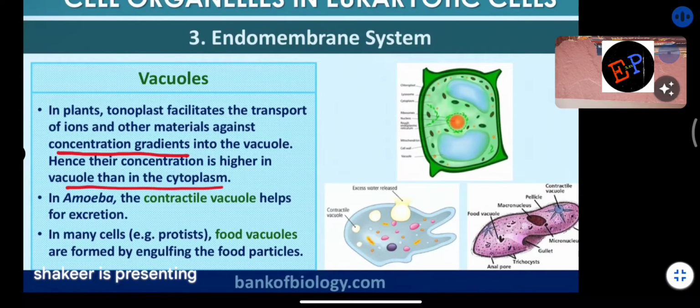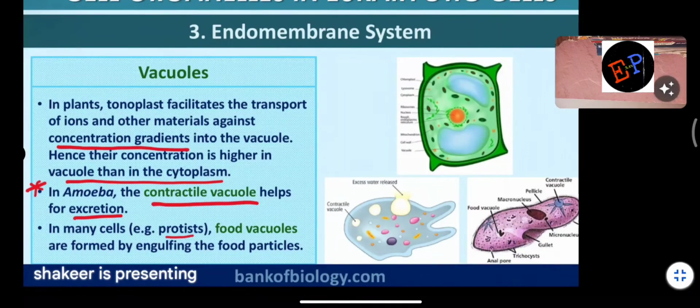In amoeba, the contractile vacuole helps in excretion. In amoeba, what kind of vacuole do we have? Contractile vacuole. It means this vacuole can contract. By this process, the waste material is removed from the cell. Understood? In many cells, for example protists, food vacuoles are formed by engulfing the food materials.